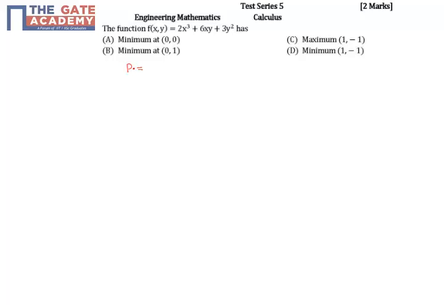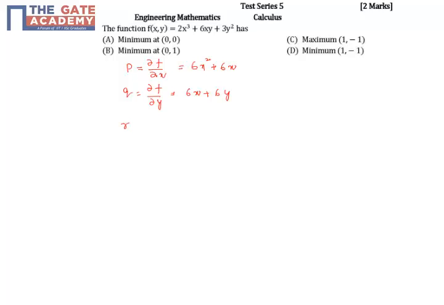P is nothing but dou f by dou x. It's all partial differentiation. So if I do this with respect to x, this will become 6x square plus 6x. Similarly q is nothing but dou f by dou y. So with respect to y, this will become 6x plus 6y.